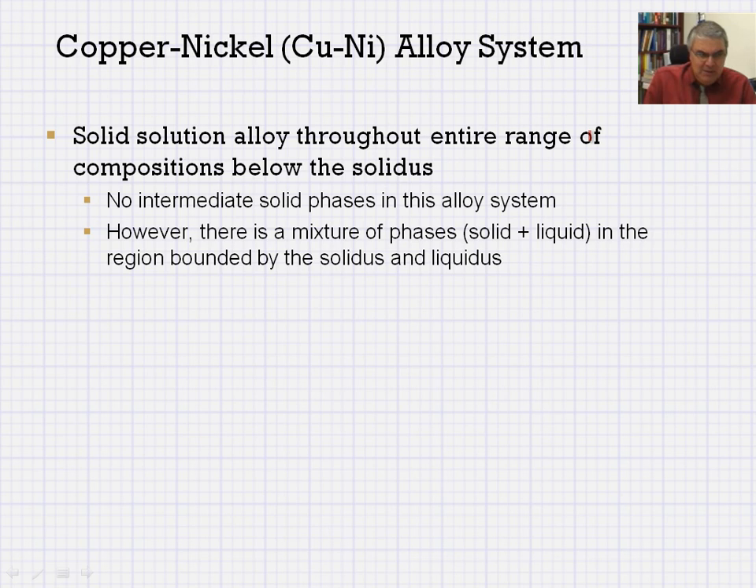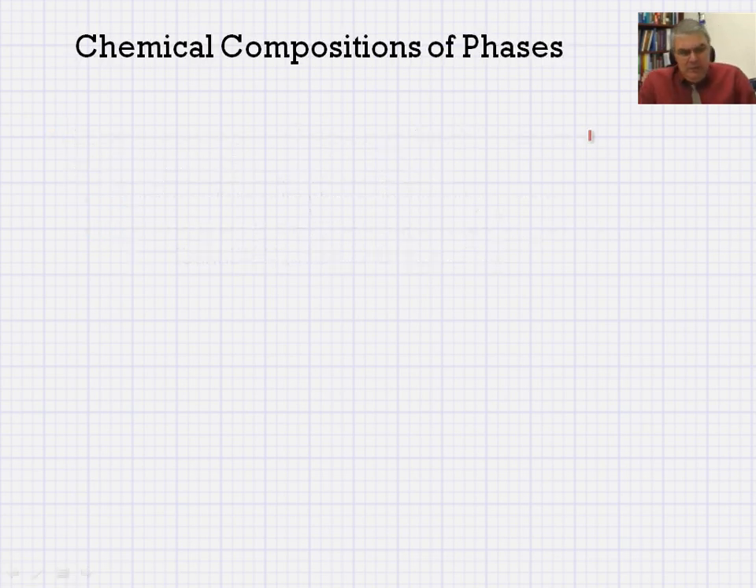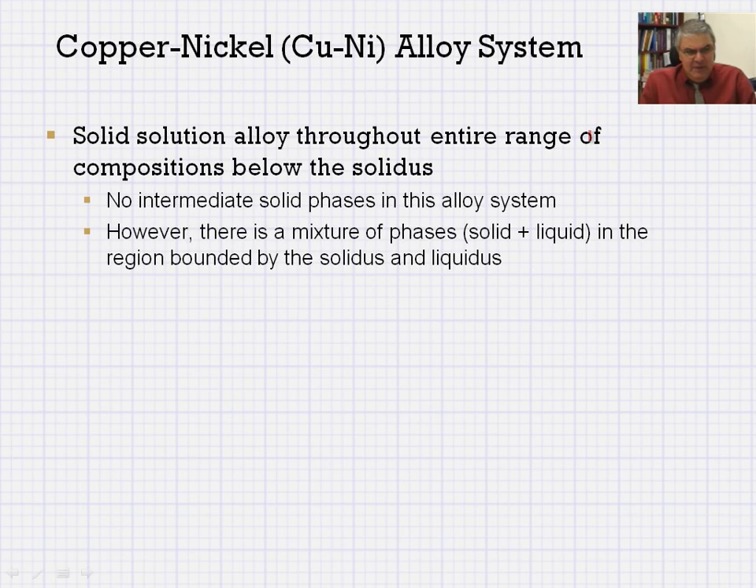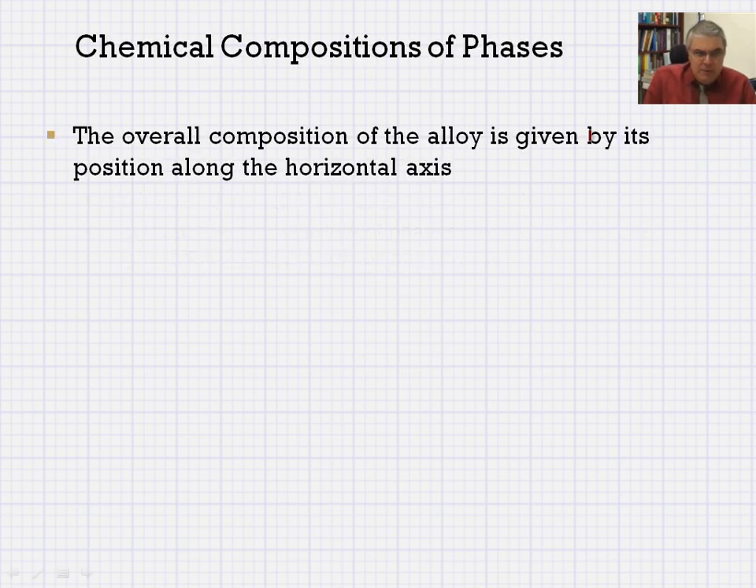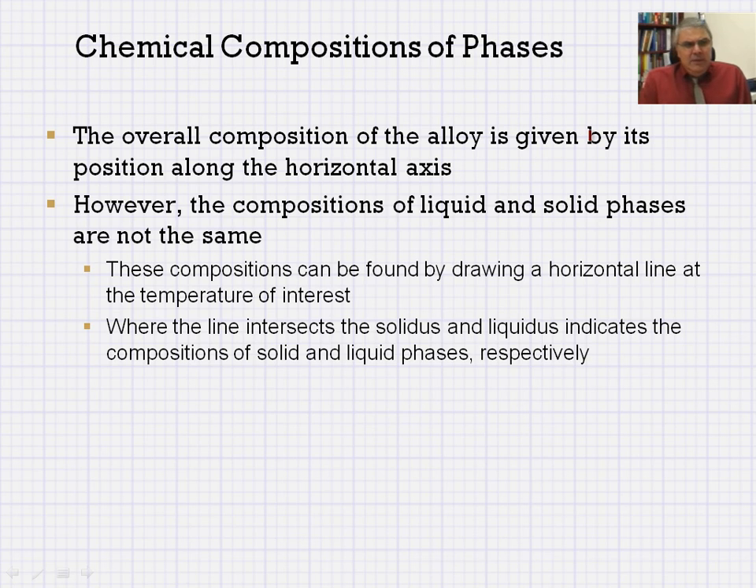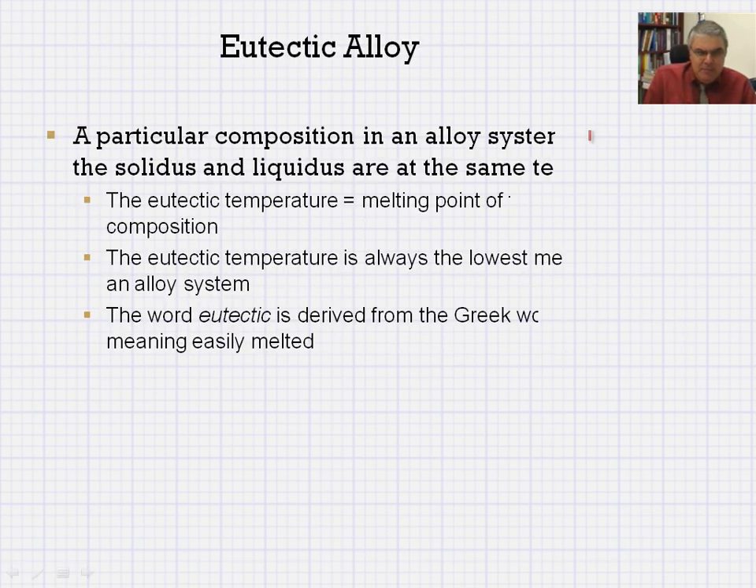So for the copper nickel alloy system that I just described, it is a solid solution alloy throughout the entire range of composition below the solidus. Some of the properties of this alloy system are that there is no intermediate solid phase, and there is a mixture of phases in the region bounded by the solidus and liquidus curves that I just showed. We've already discussed this, so I just put it in text here.